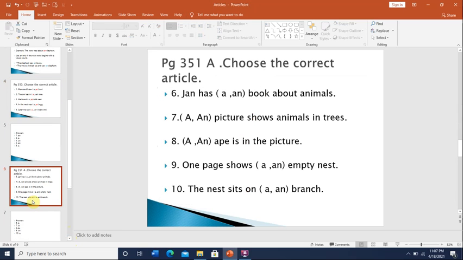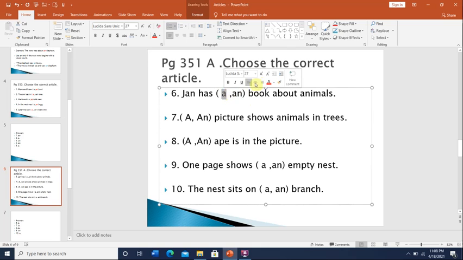On page 351, it says choose the correct article. We will choose the correct article again. Jan has a or an book about animals. Here, book begins with B. Consonant or vowel? Consonant. So we choose: Jan has a book about animals. A or an picture shows animals in a tree. A picture shows animals in a tree. Why did I choose a and not an? Because picture begins with a consonant sound.